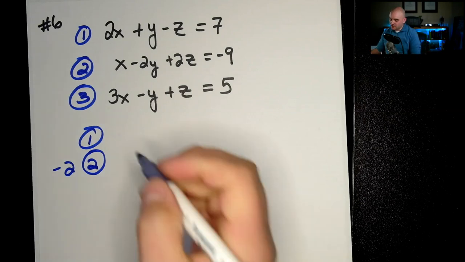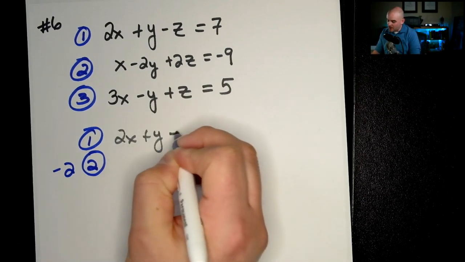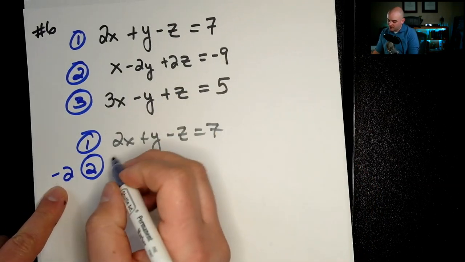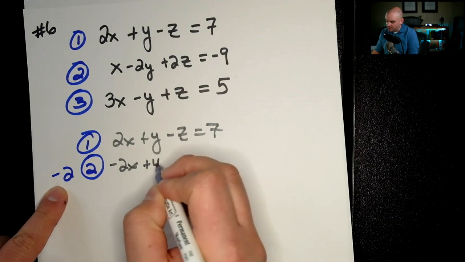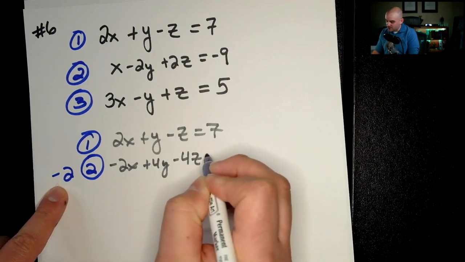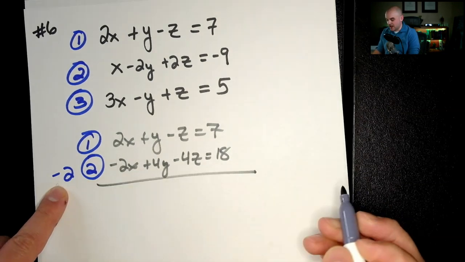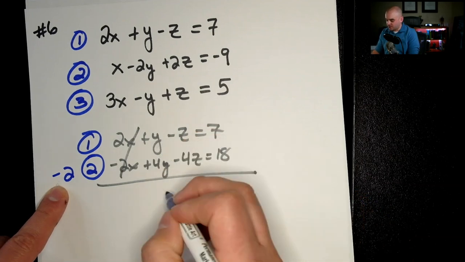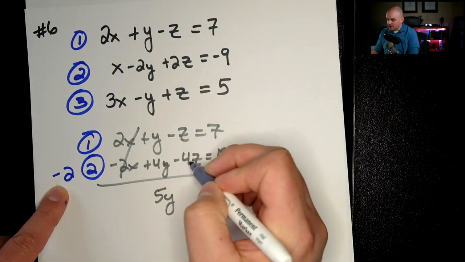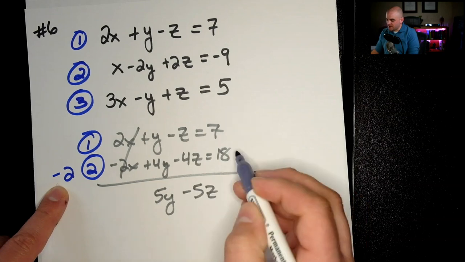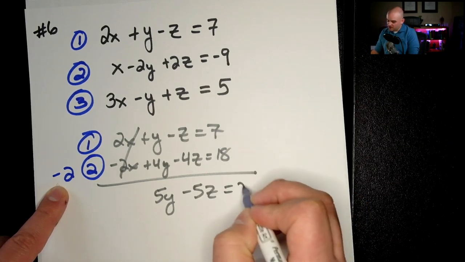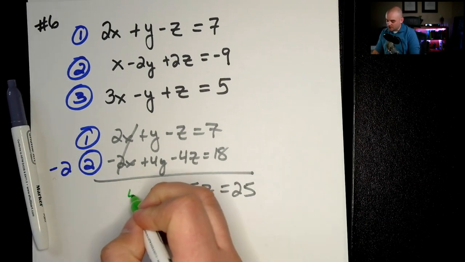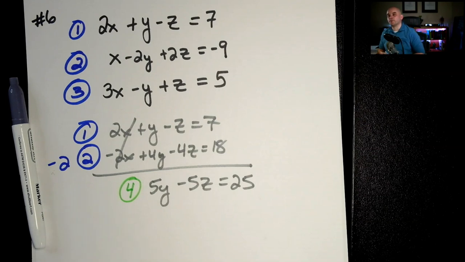So equation 1 is 2x plus y minus z equals 7. And then multiplying everything here by negative 2 gives me negative 2x plus 4y minus 4z equals 18. I'm going to add those. Adding these up, those cancel. y plus 4y is 5y. Negative z minus 4z is negative 5z. And 7 plus 18 equals 25. This is equation 4. That's a new equation. I'm just going to make it green this time just to go something different.